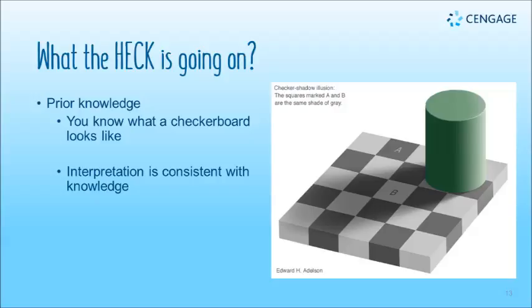So what the heck is going on here? Well, again, you've got prior knowledge. You know what a checkerboard looks like. You know it's a series of alternating light and dark squares. And so you're imposing that framework onto what you're seeing, and you're interpreting this image in a way that's consistent with that knowledge. So even though A and B are the exact same shade, you're not seeing it that way because it's not what your experience tells you should happen.